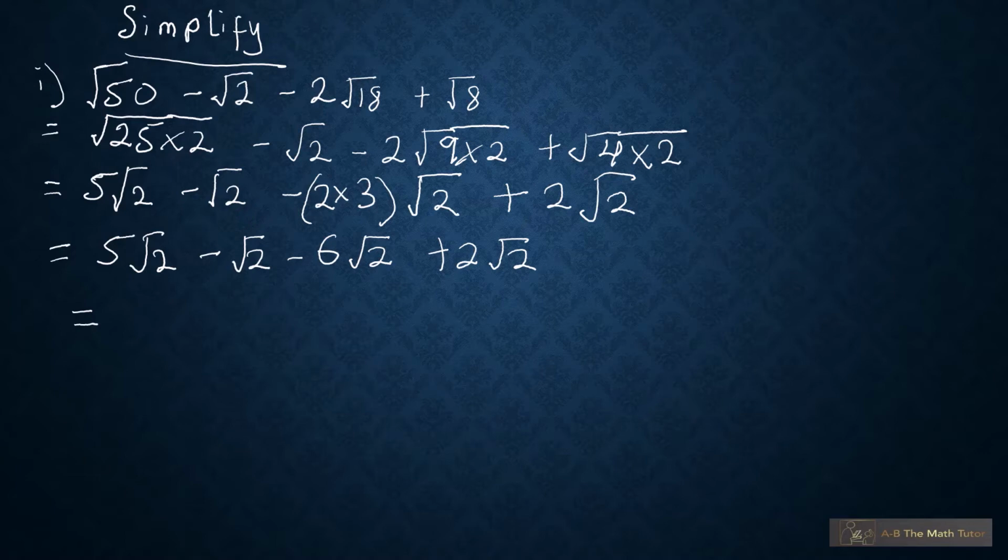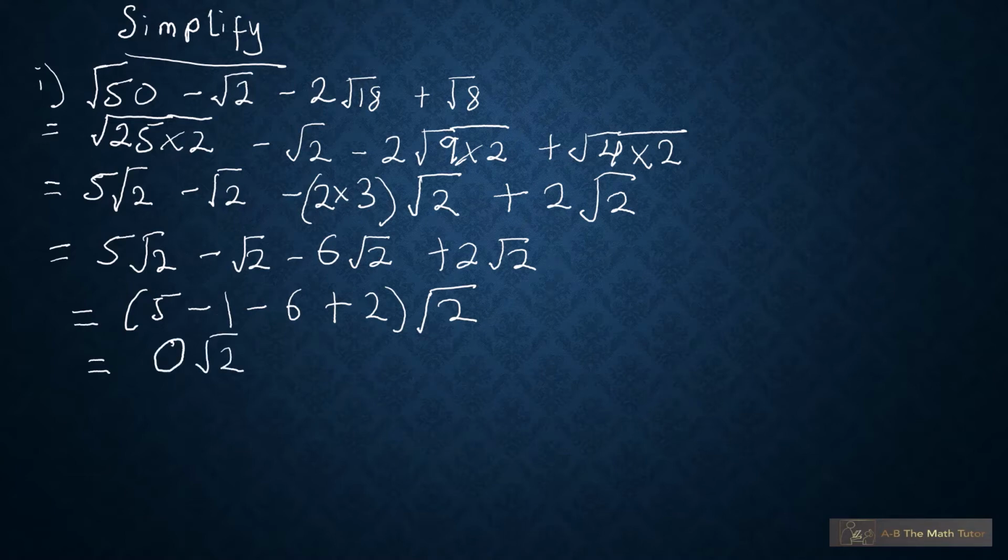So 5 minus 1 minus 6 plus 2. I'm adding all the coefficients because they all have root 2, so they are similar terms. So I can just write root 2 as the common factor. 5 minus 1 is 4. 4 minus 6 is negative 2. Negative 2 plus 2 is 0. So we have 0 root 2, and that gives us 0.